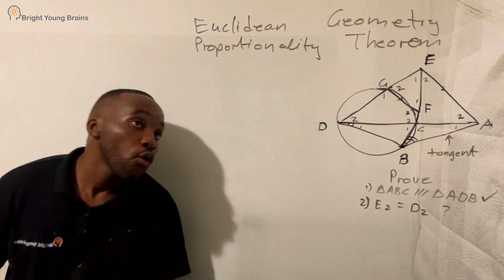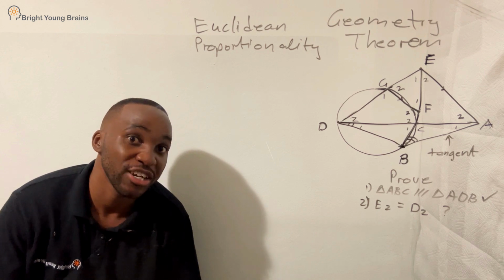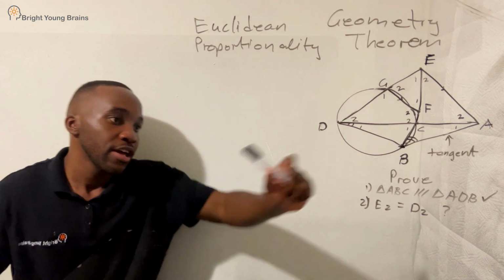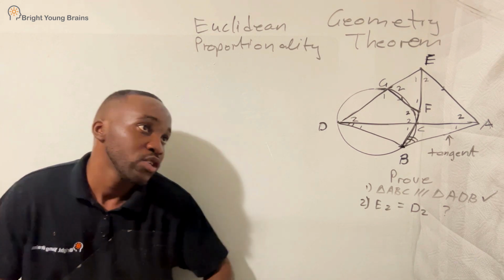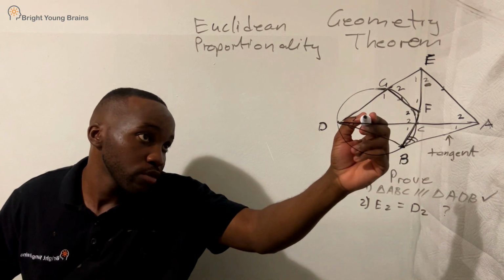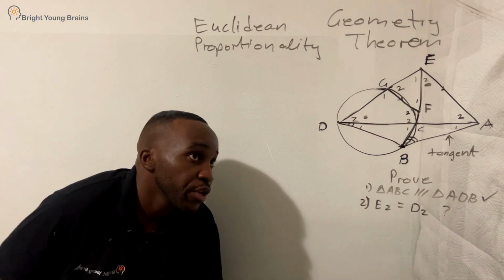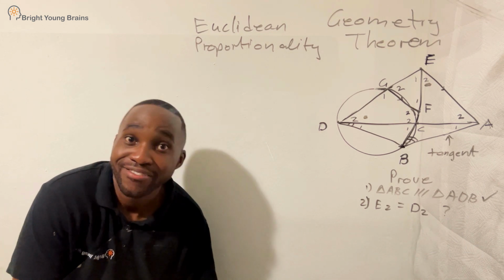In this video, we are working on this Euclidean geometry, or I would like to call it circle geometry, question, and we're proving the following. We are proving that E2, which is this angle over here, is equal to D2. So if you're keen on finding out how we're going to do that, then I suggest you stick around.